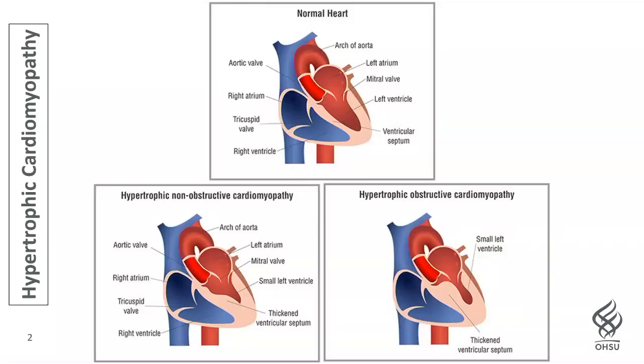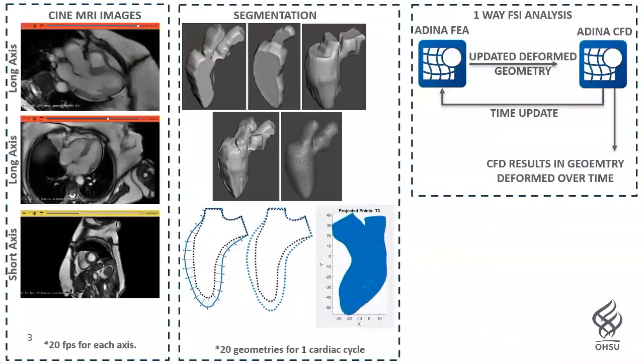And if the left ventricle grows asymmetrically and blocks the left ventricle outflow tract, then that patient is called as having obstructive hypertrophic cardiomyopathy. And CMRI images are the gold standard imaging technique for HCM diagnosis.